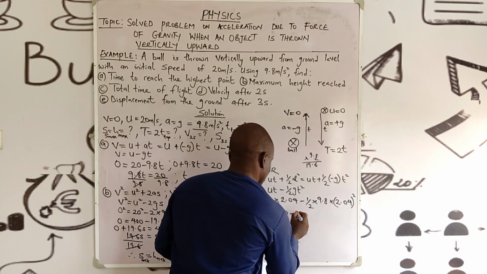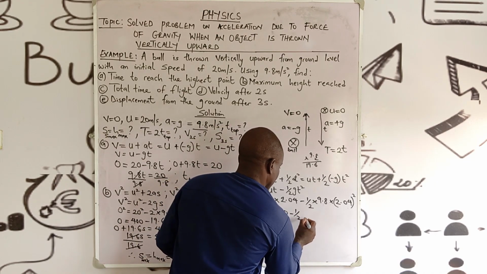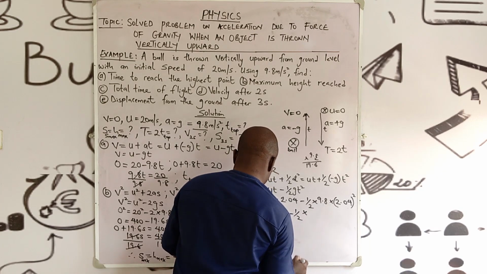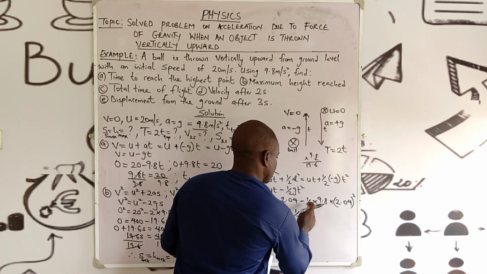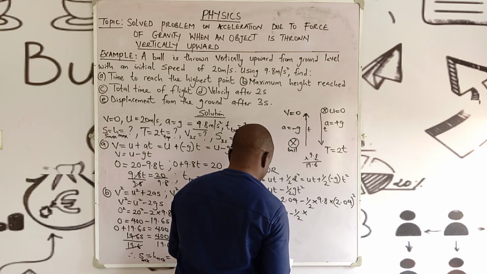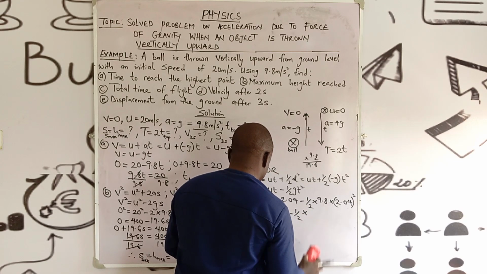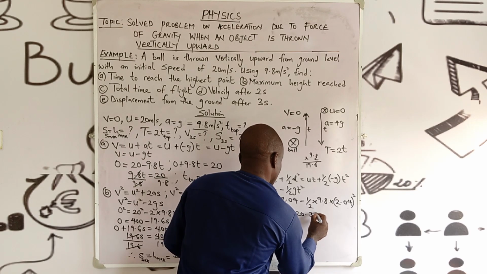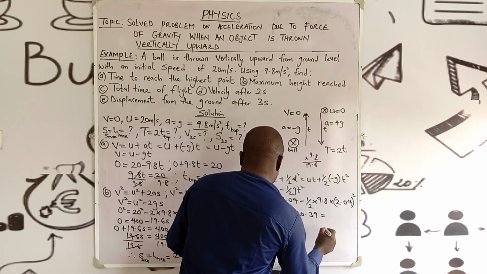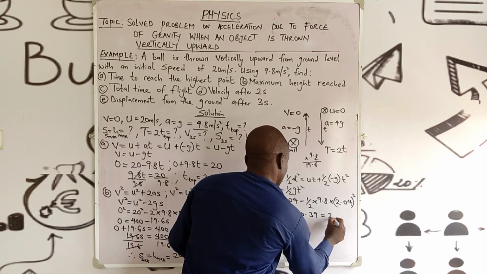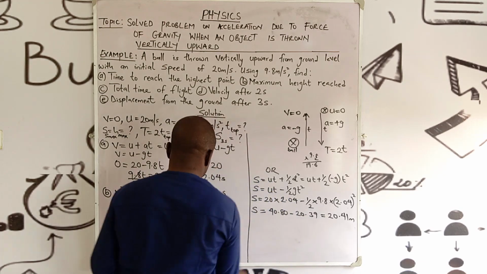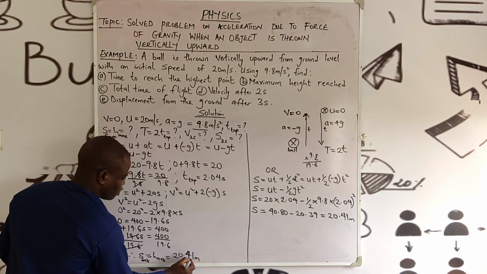minus half times 9.8 times 2.04 squared. When you multiply everything and divide by 2, you have 20.39. You have 20.41 meters, which is the same thing as what you have here.